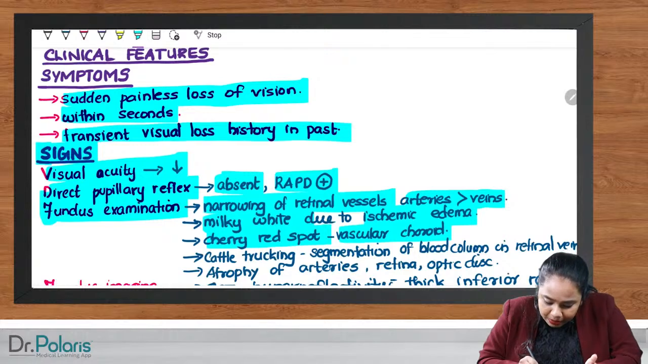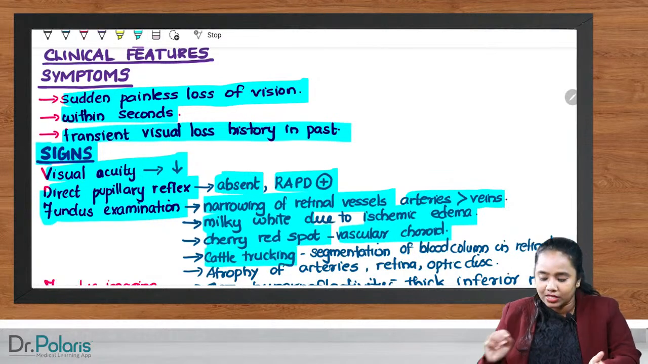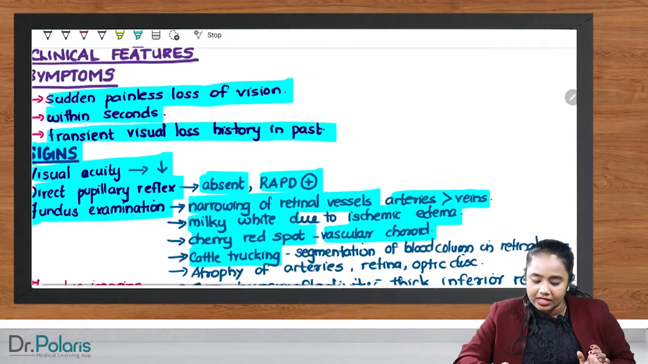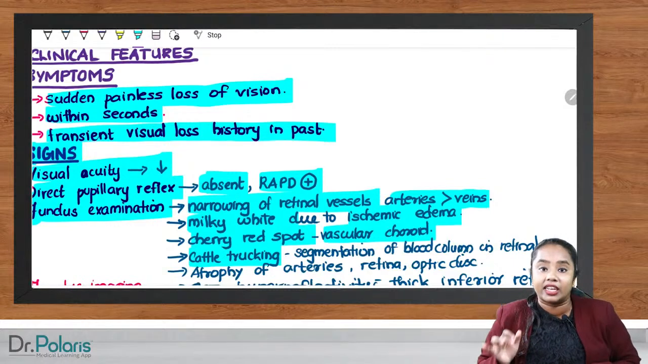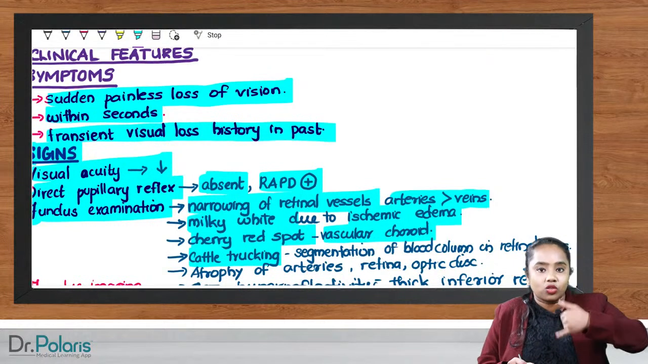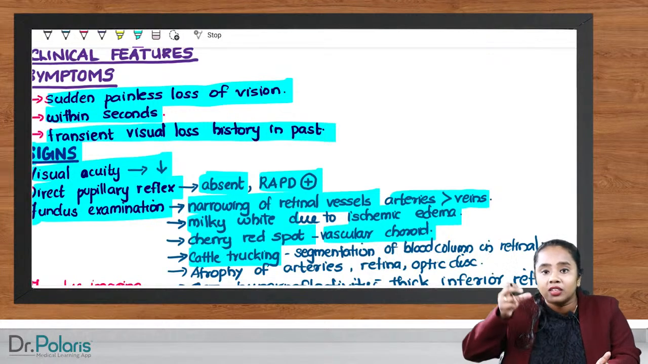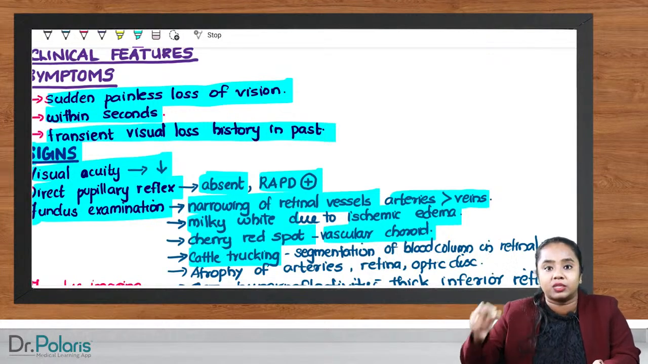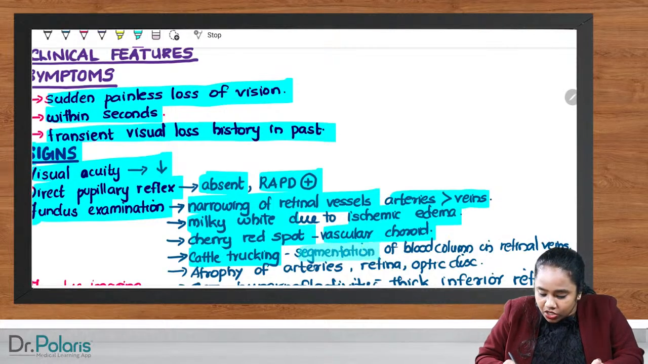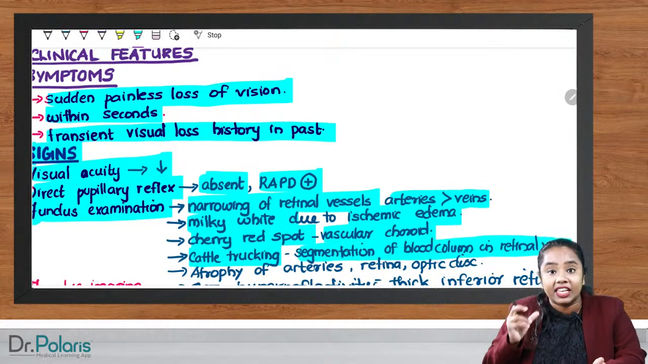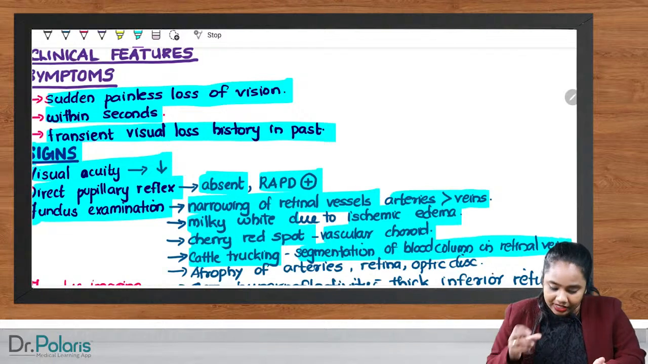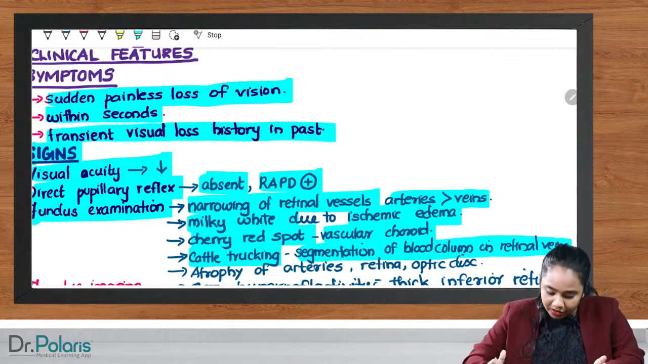Then you can see a typical cattle trucking. Now, what is this cattle trucking? There is segmentation of the blood column in the retinal vein. There is no passage of blood through the arteries. In the vein, whatever blood is present, you can see as small segments. So, segmentation of the blood column will be present in the retinal vein, and it looks like cattle trucking. That is another important finding.